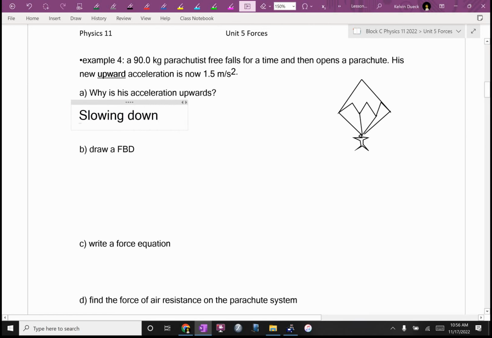B says, draw a free body diagram. Okay. What are the forces acting on this parachutist? Get the obvious one. Okay? Which way are we accelerating? Which way is there going to be a bigger arrow pointing? What arrow is that? Let's call it F air. You can call it F drag, but yeah, I'll call it F air. I'll exaggerate it so it's stupidly obvious.